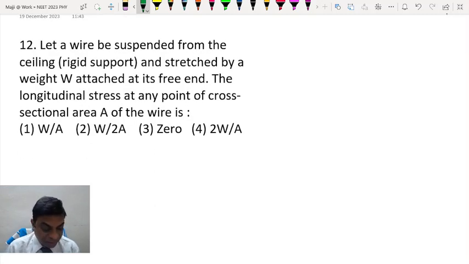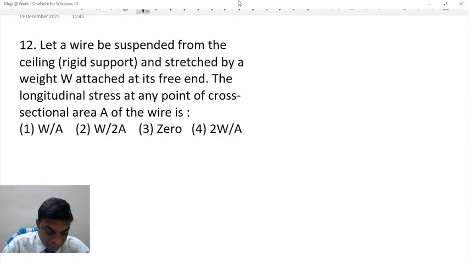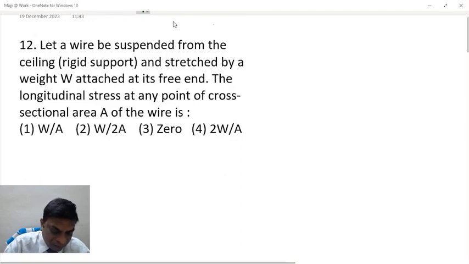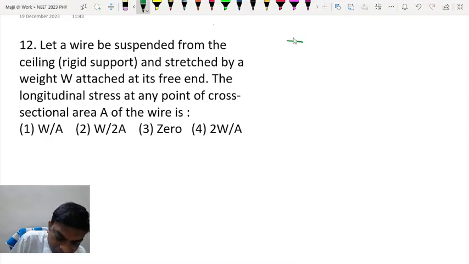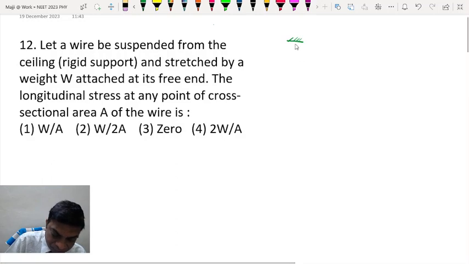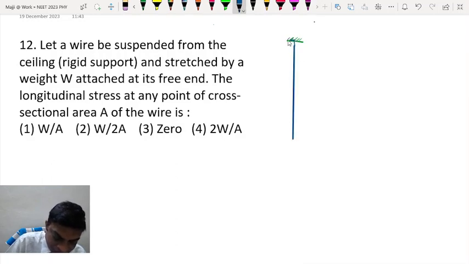Let a wire be suspended from the ceiling and stretched by weight W attached at its free end. The longitudinal stress at any point of cross-sectional area A of the wire is. Now, students, this is a very fundamental thing, you should be able to answer this very easily. Here we'll be assuming that the wire is massless. There is no mass of the wire.